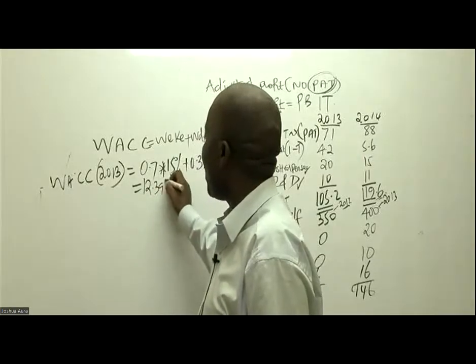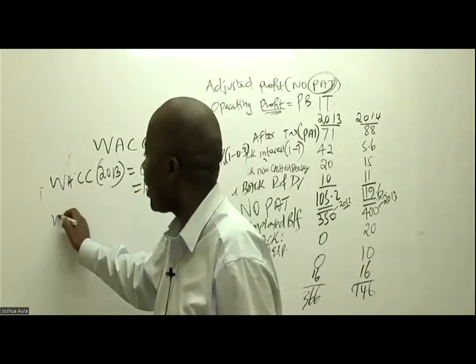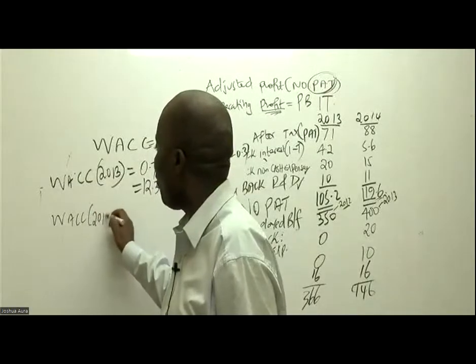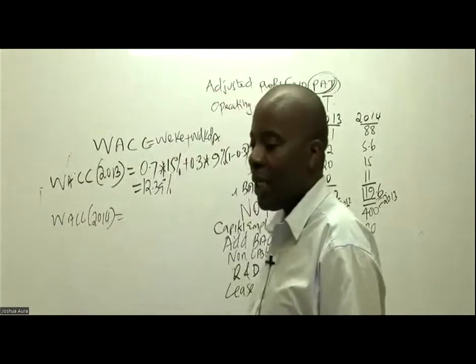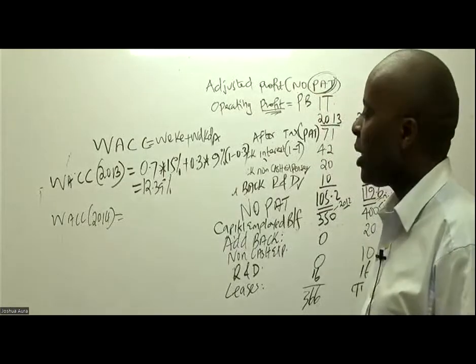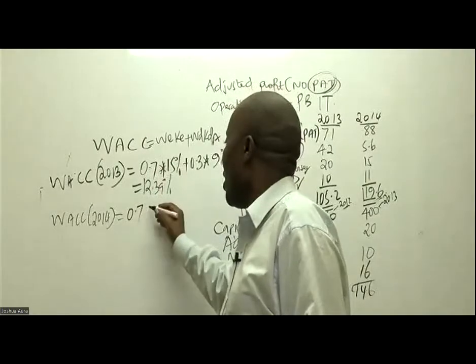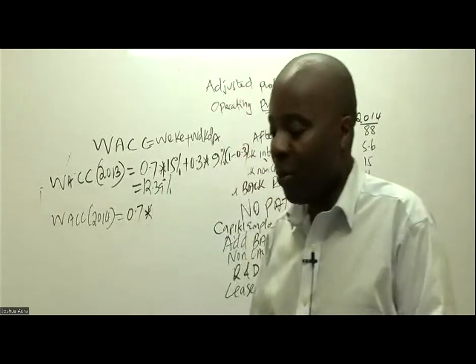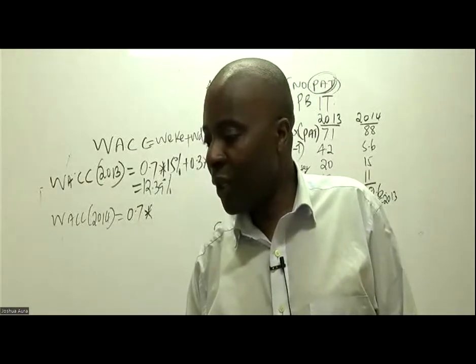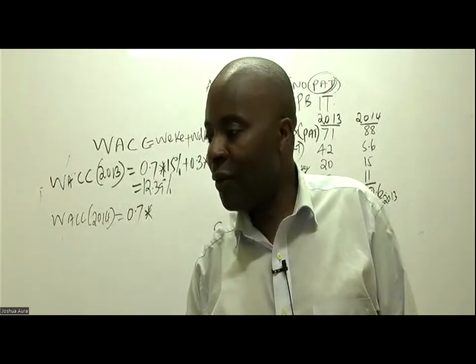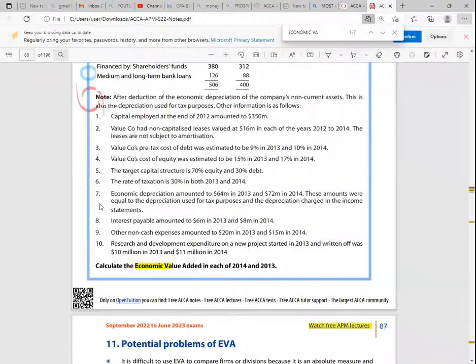12.39%. So on the same breath, come and give us the WACC for 2014. WACC for 2014, I'll talk over 0.7, which is the weight of equity multiplied by the cost of equity. The cost of equity, ladies and gentlemen, in the year 2013, as per note number 4, the cost of equity is what here, somebody, it is 15%. So times 15%.